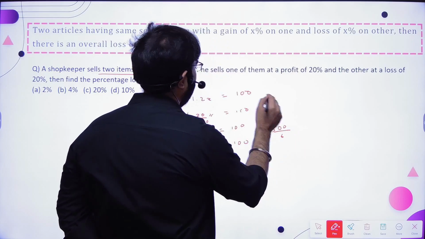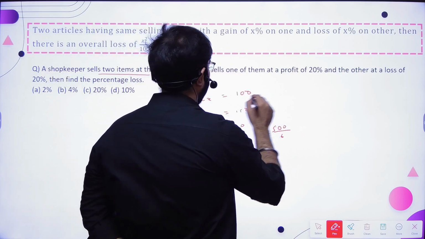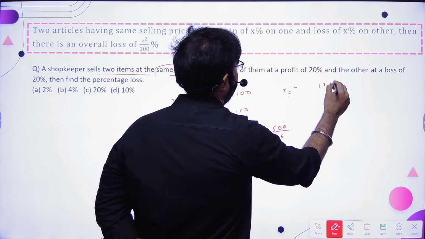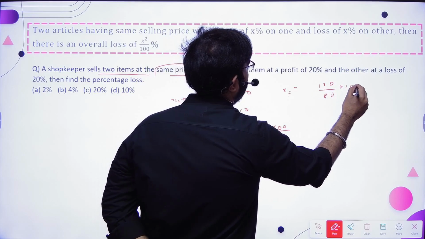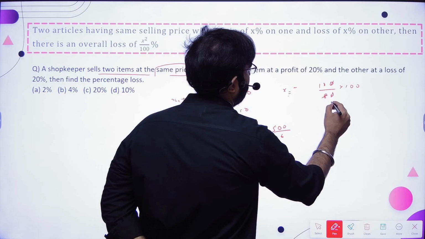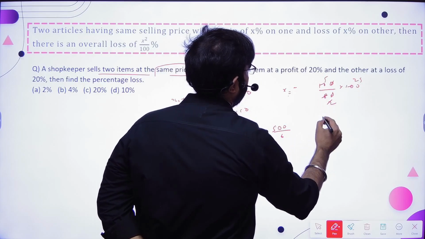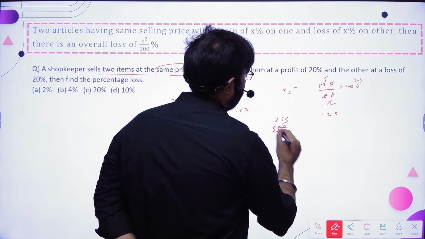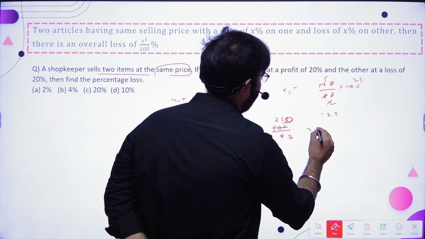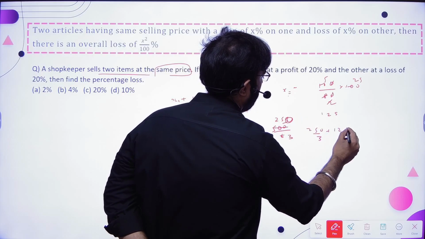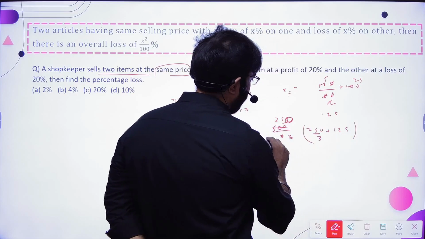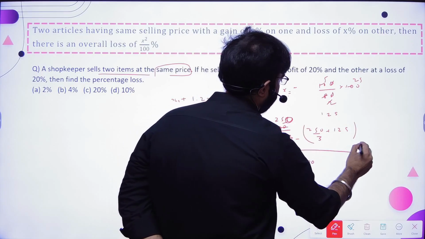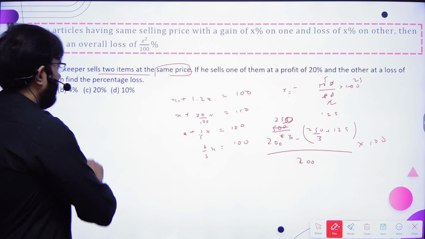500 by 6. Similarly, this is x1 and x2, if I have to calculate this directly, this will be 100 upon 80 into 100. I'm just using a shortcut here. So 125. So you will add both the cost prices, subtract it from the selling price, then divide by the cost price into 100. Okay, you will get the 4%.